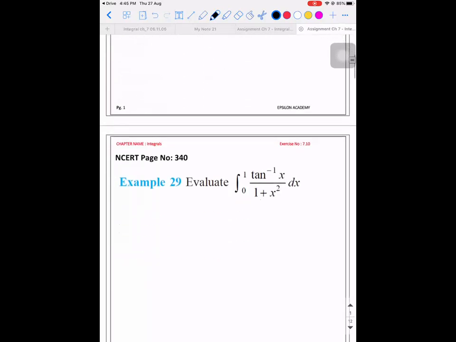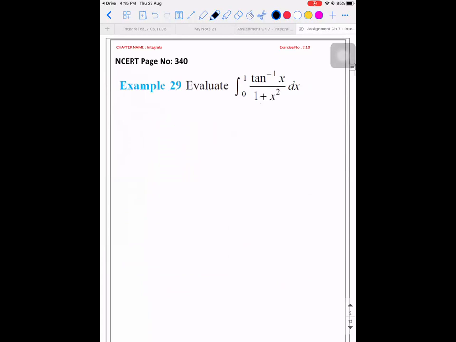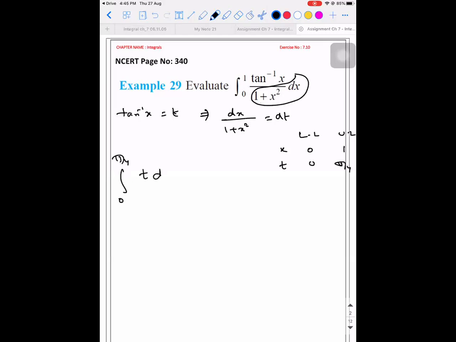Okay. So the next one is the integral of tan inverse x by 1 plus x squared dx. It's a very simple inverse tan problem. You put tan inverse x as t, which implies dx divided by 1 plus x square is equal to dt. Limits: when x is 0, t is 0; when x is 1, t is pi by 4. So the integral from 0 to pi by 4, in the place of tan inverse x, t, and in the place of dx divided by 1 plus x square, it is dt.